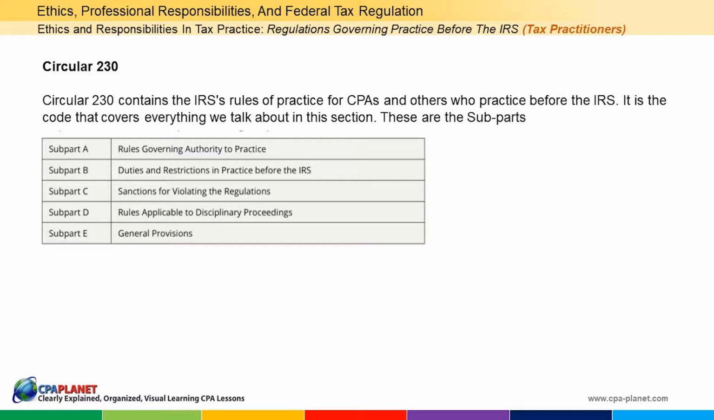Subpart A, rules governing authority to practice. B, duties and restrictions in practice before the IRS. C, sanctions for violating the regulations. D, rules applicable to disciplinary proceedings. E, general provisions.